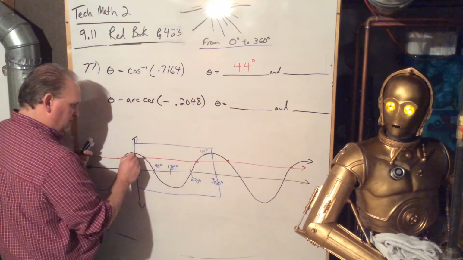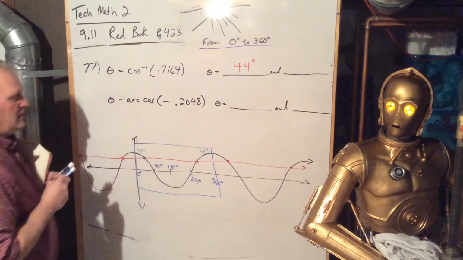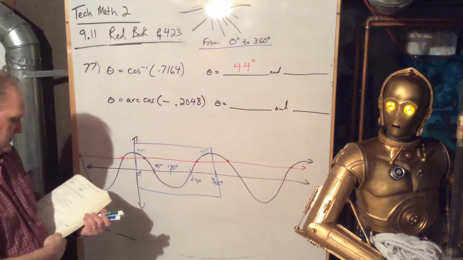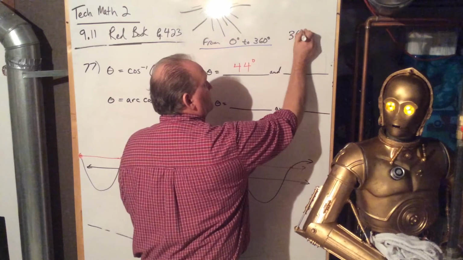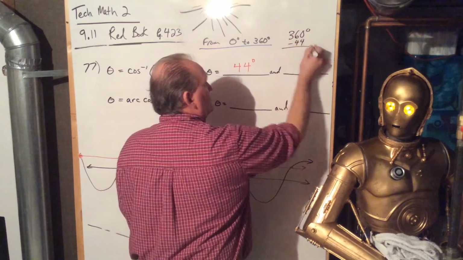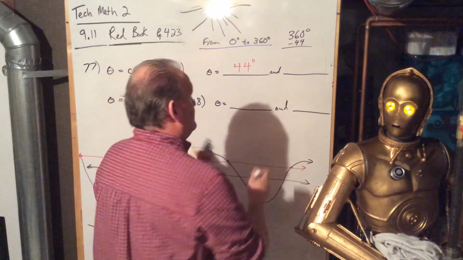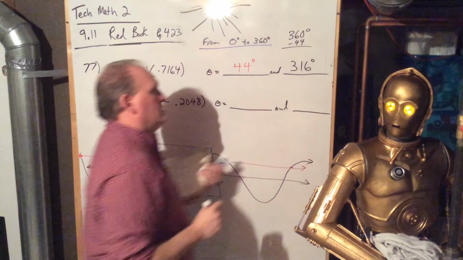All right, so look, we've got from here, that has to be 44 degrees. Just like this was from here, 44 degrees. And so keeping that in mind, to find this other one, we'll just take 360 minus 44. And that'll give us, what is that, 316? So those are the two angles.